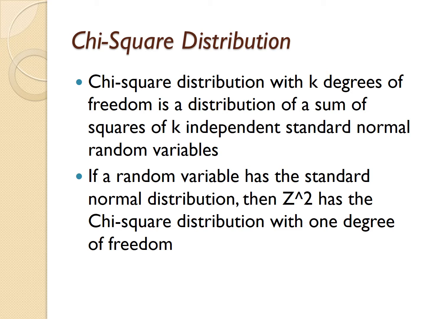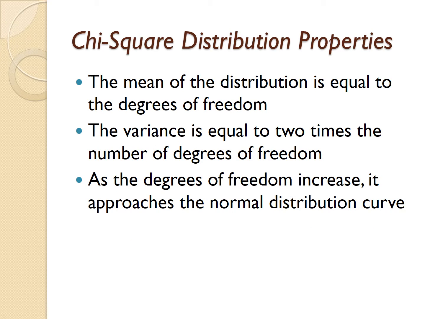The degrees of freedom refers to the number of independent standard normal variables involved. That's because these k variables are independent and we can choose them freely and independently. The chi-square distribution has the following properties. The mean of the distribution is equal to the degrees of freedom. The variance is equal to 2 times the number of degrees of freedom. And as the degrees of freedom increases, it approaches the normal distribution curve.